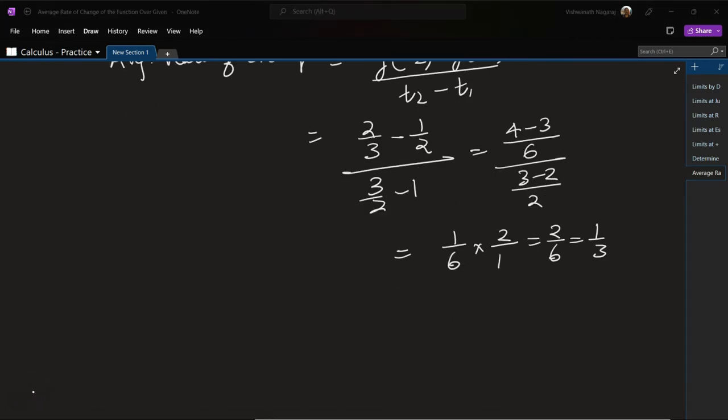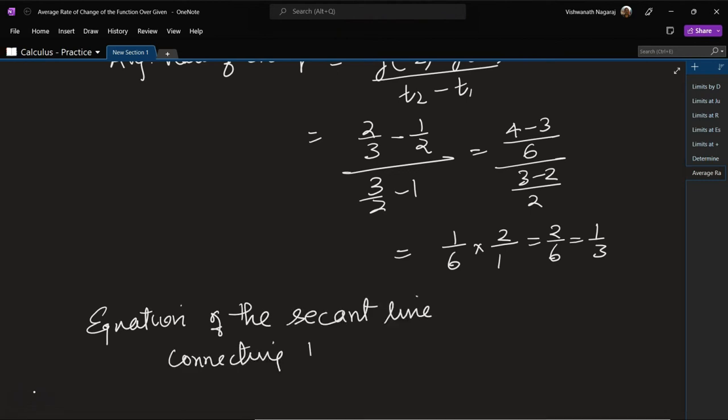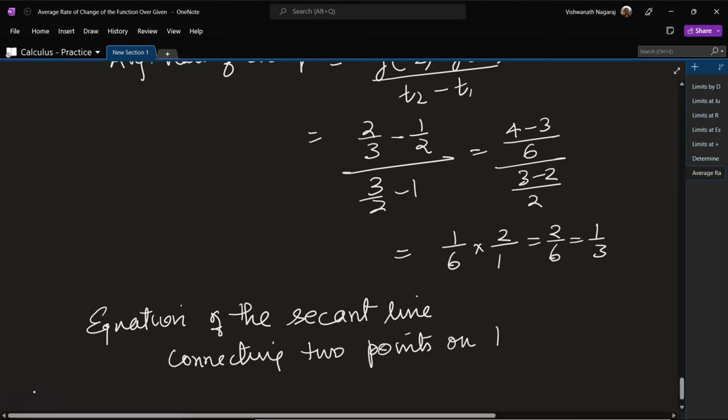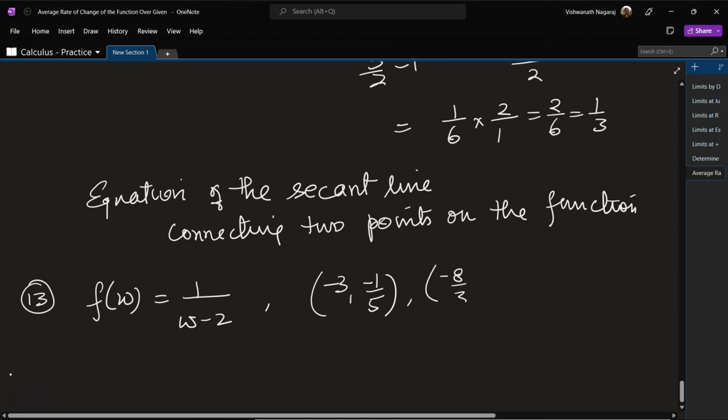Now, next problems will be where we have to figure out the equation of the secant line, connecting 2 points on the function. So let's look at the 13th one. So we are given a function f of w is equal to 1 by w minus 2. And we are given 2 points. So minus 3 comma minus 1 by 5. And the second point is minus 8 by 3 comma minus 3 by 14.